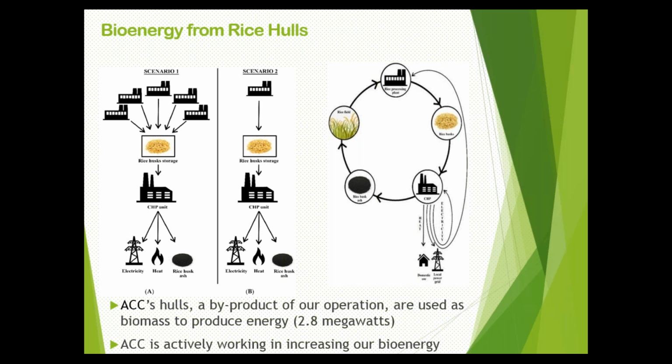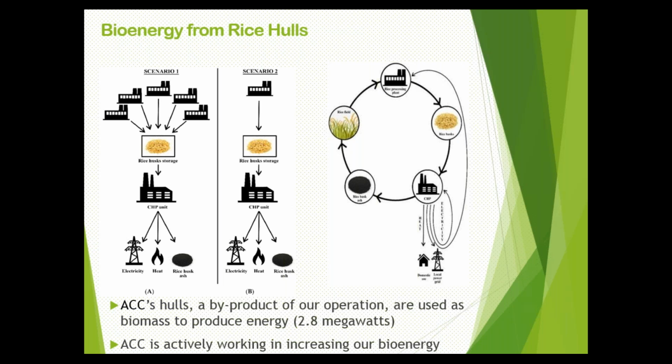So scenario 1 on the left of your screen has the 5 rice mills delivering the rice hulls to one central burner and CHP unit, and then that energy is generated back up to the grid, much like I talked about earlier from the solar. The heat generated from that is used at that facility, and then rice husk ash, which is used mainly for incorporation into soil to make the soil more fertile.